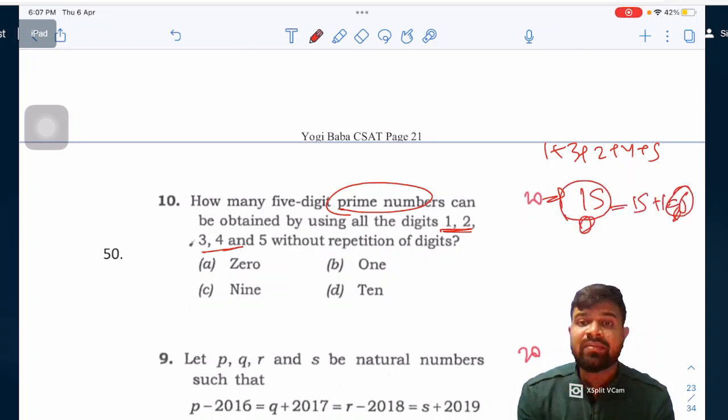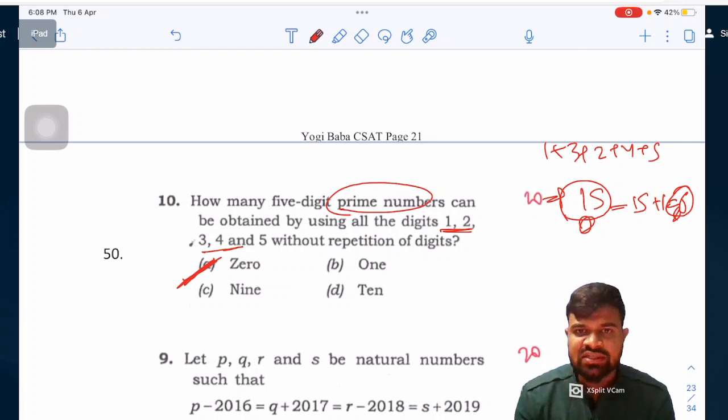15, 5 plus 1, 6. It is divisible by 3. That means any number formed by these digits will be divisible by 3. That means there cannot be any prime number formed, so the answer will be 0. And this is a very tricky question that UPSC usually asks. So we have to do this in a smart way.